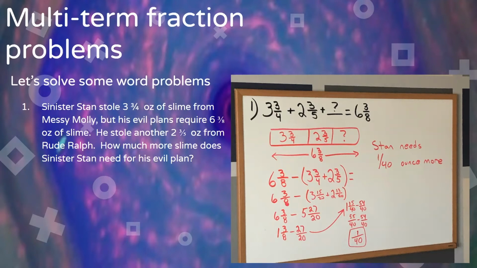So when we solve this problem, we have 6 3/8 minus 5 and 27/20. This is our next part of the expression. So now when we subtract 5 from 6, we have 1 3/8, and we still have our 27/20 left. So we have 1 3/8 minus 27/20.